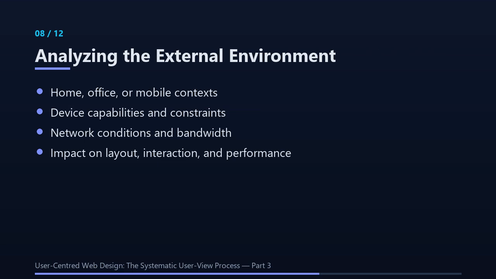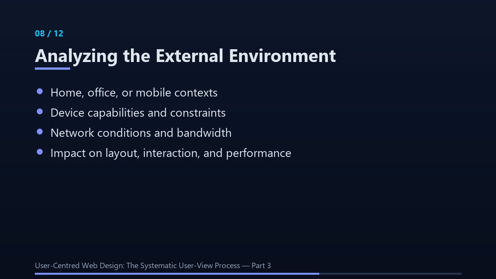The external environment describes where and how users will access the website. A user at home on a desktop computer may have a large screen, stable broadband, and a relaxed pace, while a mobile user in a coffee shop might be on a small handset with intermittent connectivity. Understanding these contexts informs decisions about responsive layout, touch-friendly controls, and content prioritization.